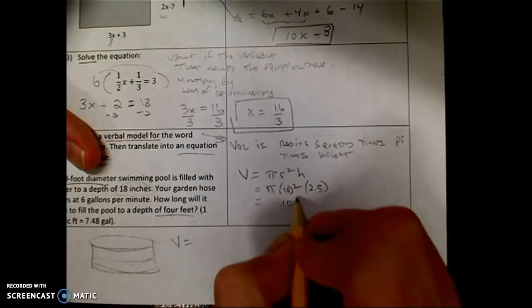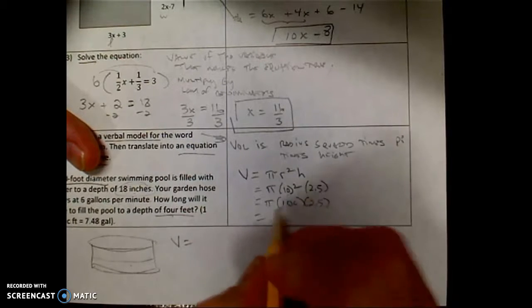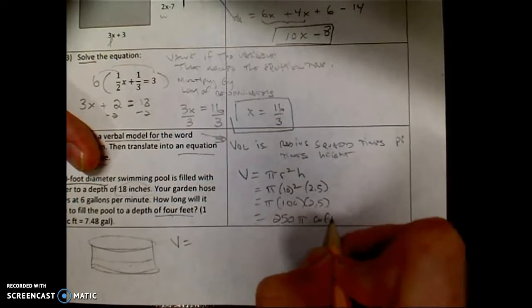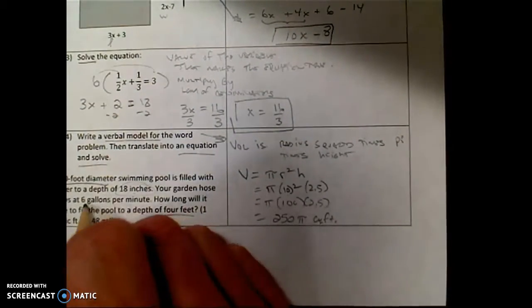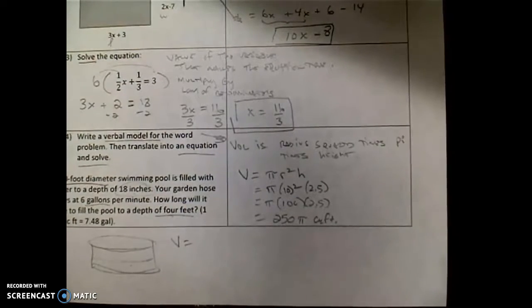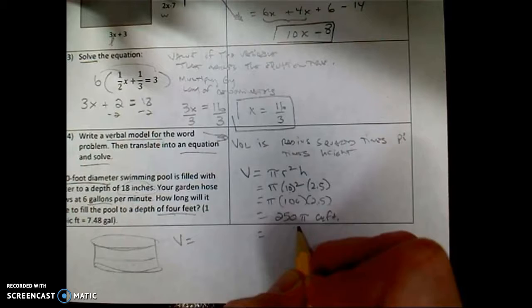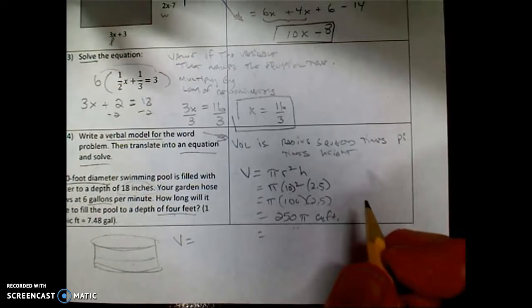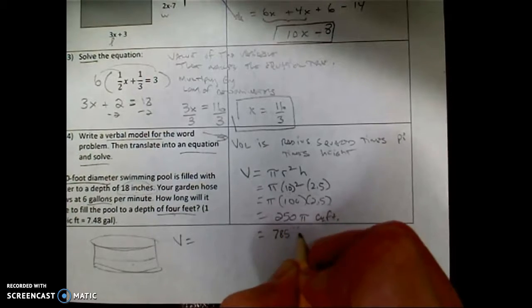All right, let's keep moving now. 10 squared is 100 times 2.5 times pi. So I'm going to move the decimal 2 places here. That's 250 times pi, and this is cubic feet. Okay, well, great. I know cubic feet, but we're talking about gallons in terms of my water flow. So we'll also need to make some conversions here. Let's start by figuring out how many is 250 pi. So 250 times 3.14 gives me 785 cubic feet.